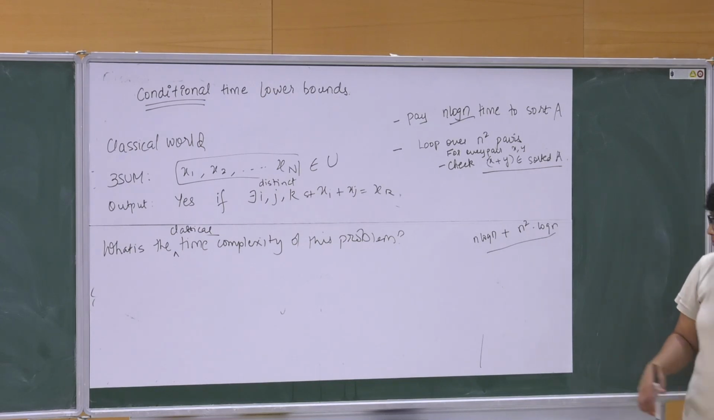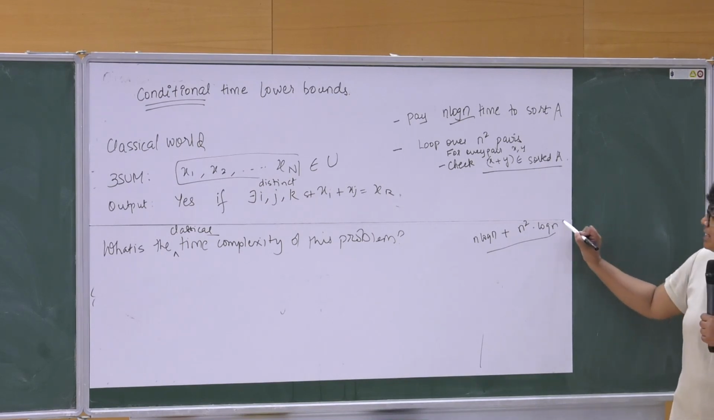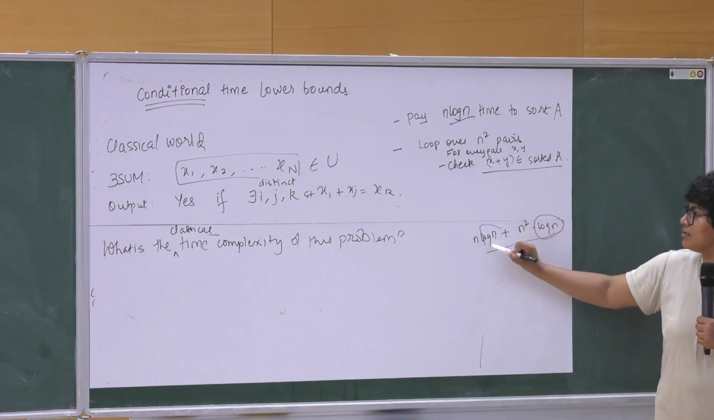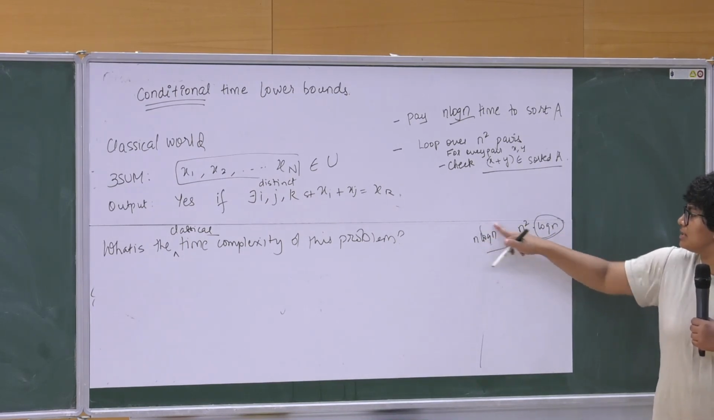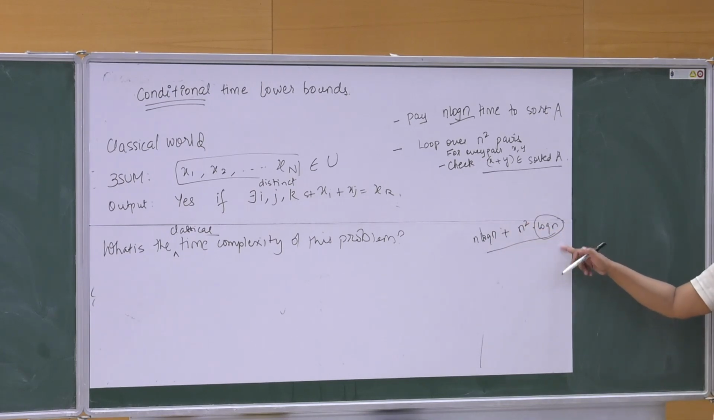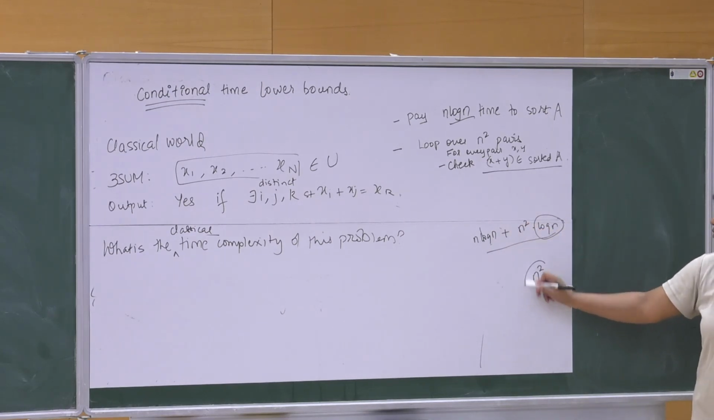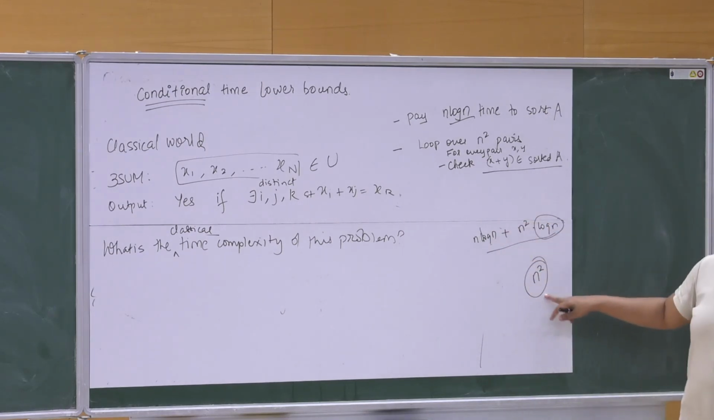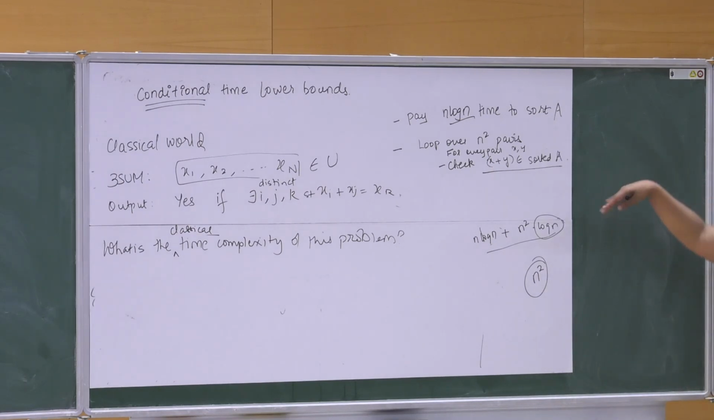In fact, there is also another algorithm, a little tiny bit smarter, where you can even improve on this log n factor. You can actually compute this threesome in n squared time by doing a little bit of pre-processing.